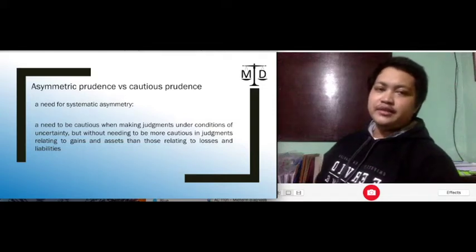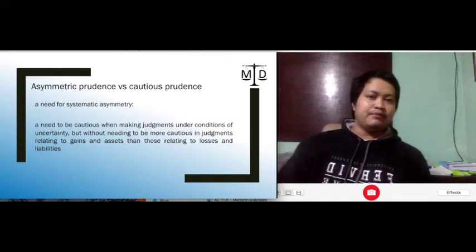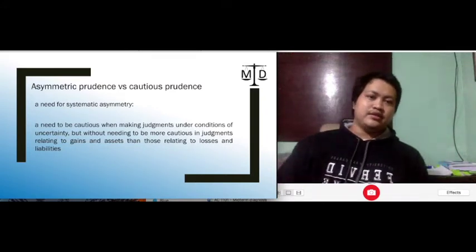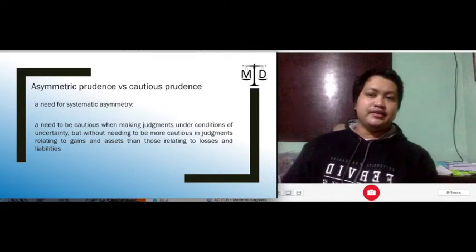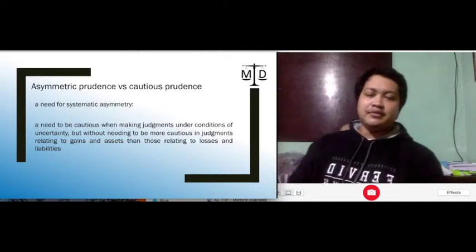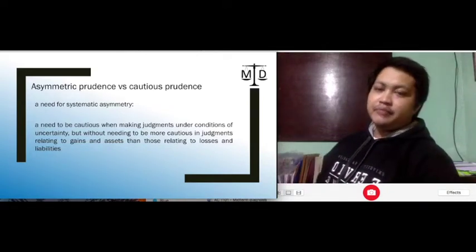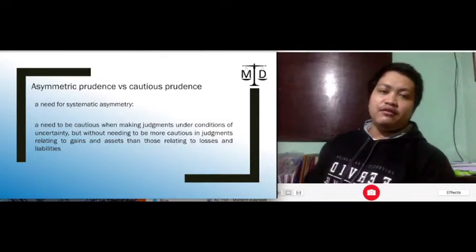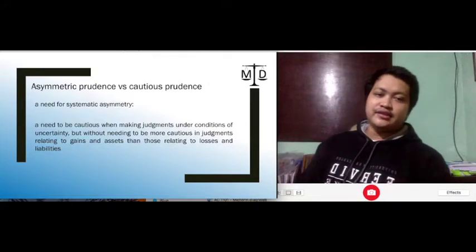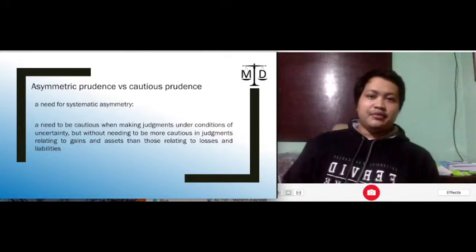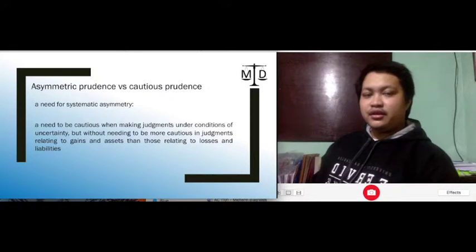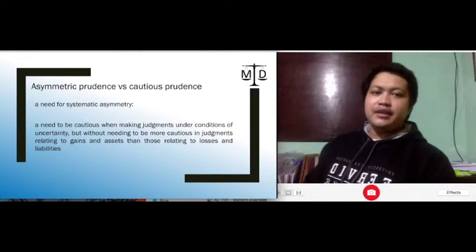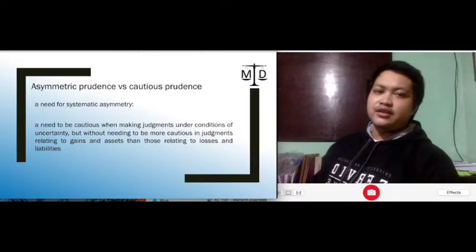To expound on prudence, it's important for us to discuss the two types of prudence, which are asymmetric prudence and cautious prudence. Asymmetric prudence imposes a need for systematic asymmetry. What does this mean? Asymmetric prudence would require standards to indicate a different level of prudence for recognition of losses and gains. Under asymmetric prudence, there should be requirements in the standard that make it more difficult for entities to recognize gains and easier for entities to recognize losses.